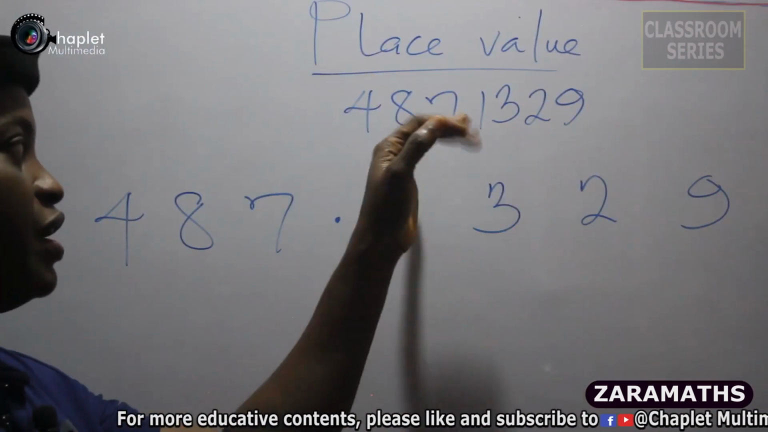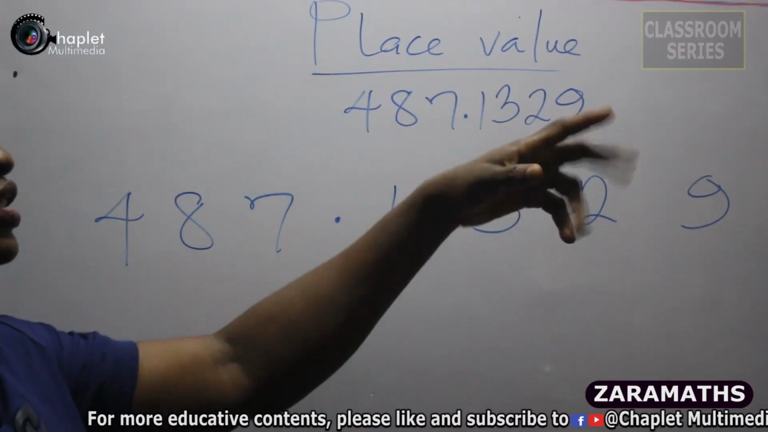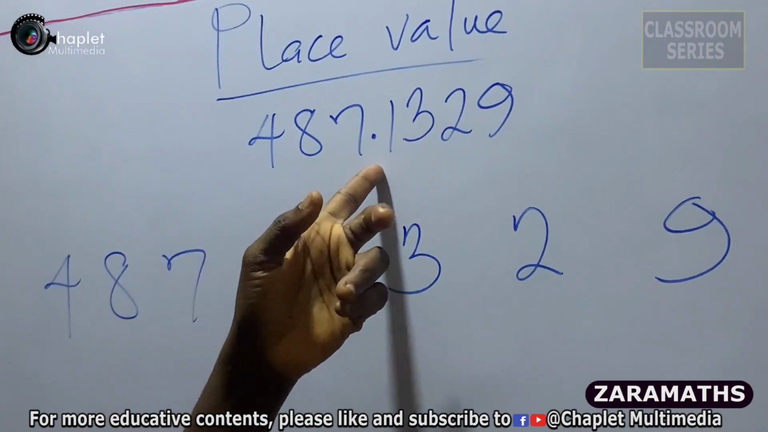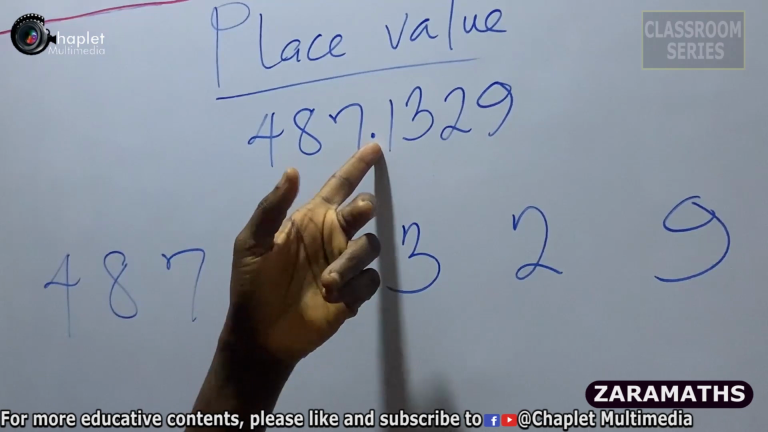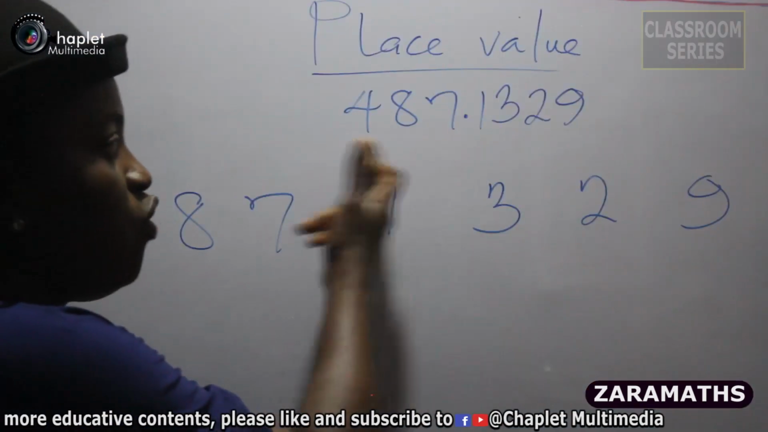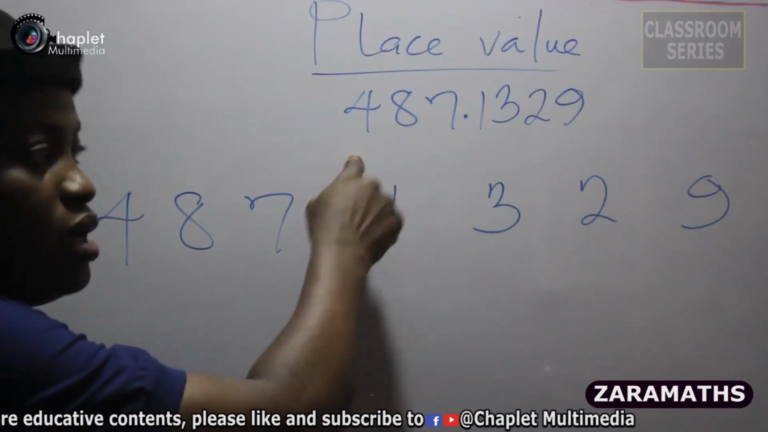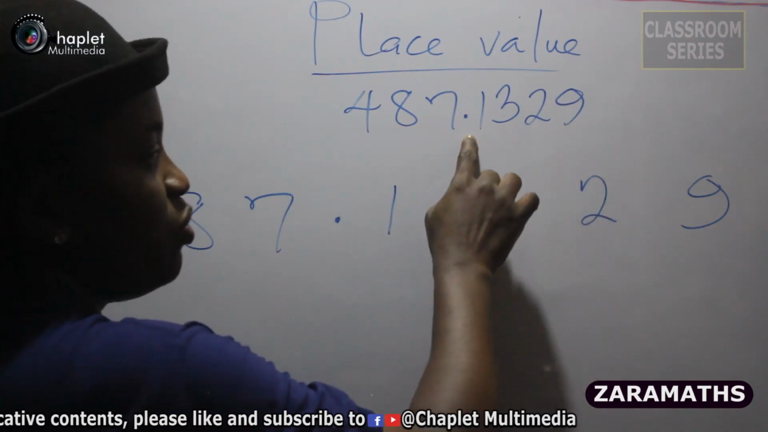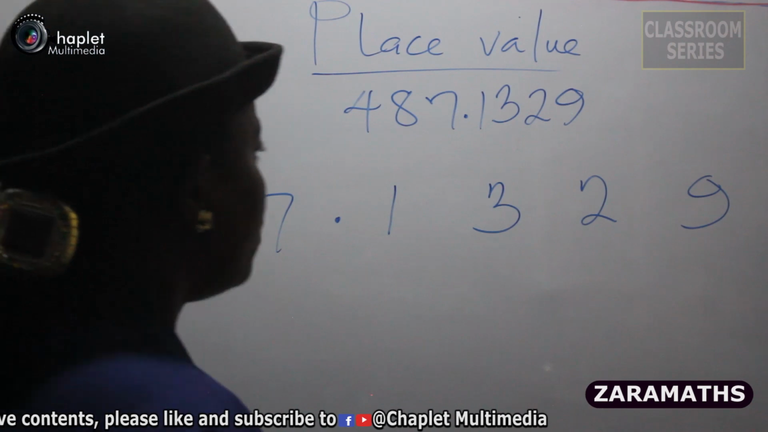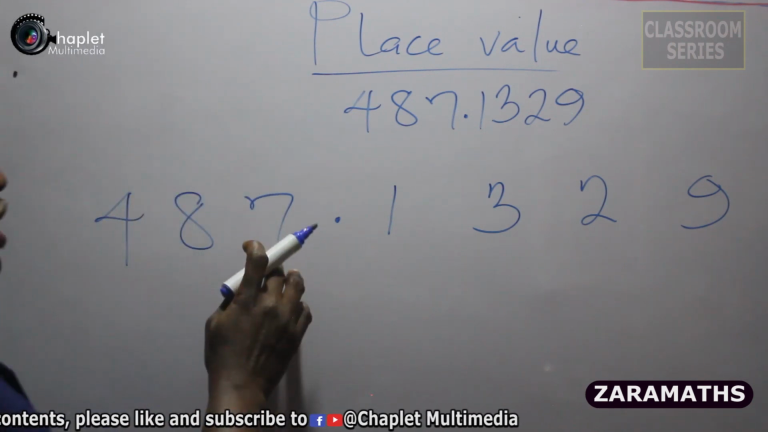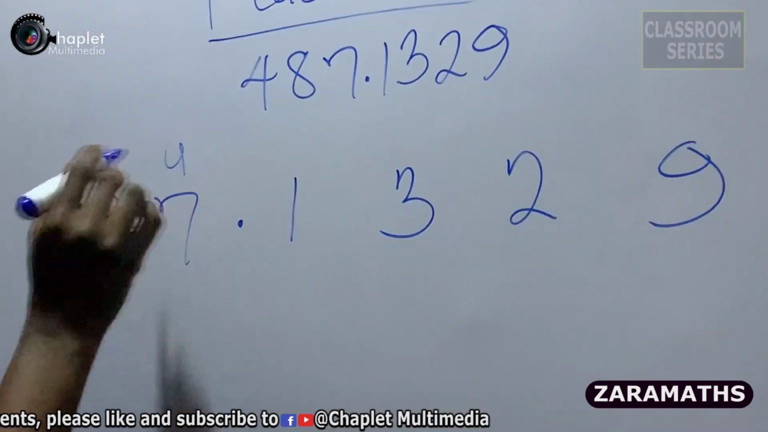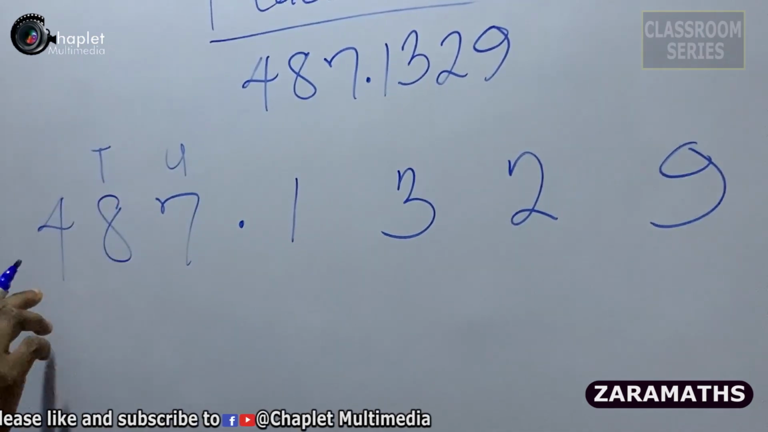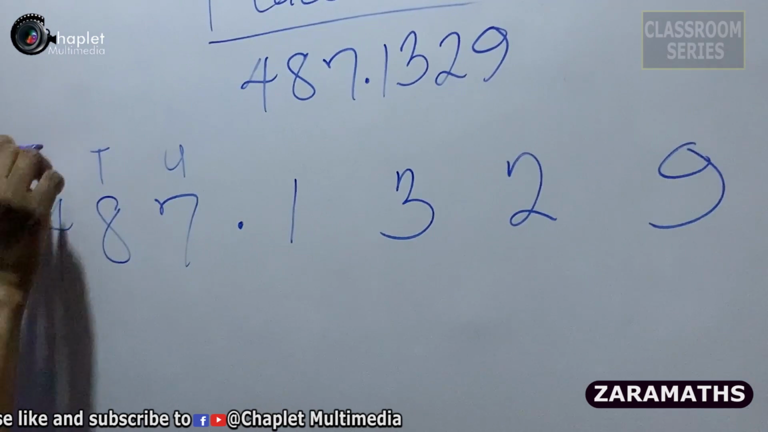Let us identify the place values of the digits in this decimal number. This is a decimal number because it is having a decimal point. The numbers before the decimal point are whole numbers, while the numbers after the decimal point are fractions. So now the place value of 7 is units. The place value of 8 is tens. The place value of 4 is hundreds.